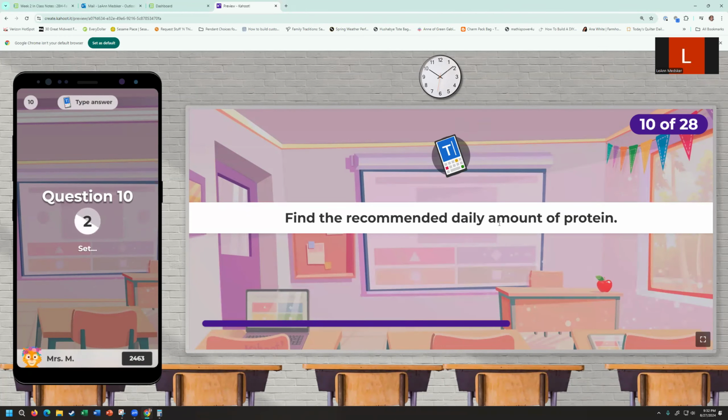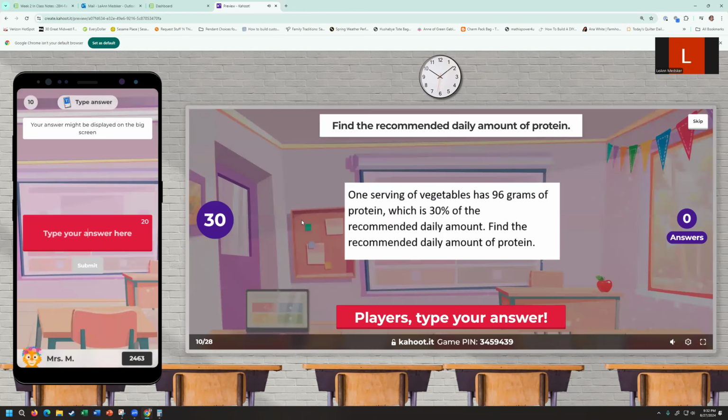Find the daily recommended daily amount of protein. Okay, so let's read this. 1 serving of vegetables has 96 grams of protein, which is 30% of the recommended daily amount. So this 96 that they're talking about is 30%. So that means 96 is 30% of the daily recommended amount. So we're trying to find that of part. That's what we're missing. So I would do is over of equals percent over 100.